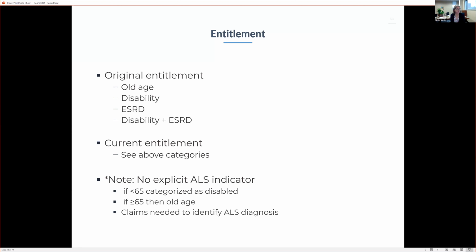Some things to think about: ALS is tricky. There is no ALS identifier. You're going to have to come up with it. So if the person is less than 65 with ALS, they'll be categorized as disabled. If they're greater than or equal to 65, they'll be categorized as old age. So in fact, what you will need to do is a combination.